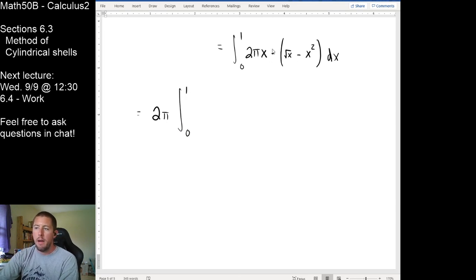I can see here I'm going to be helped by multiplying x through this quantity. Also, square roots are dumb in integrands. That's an x to the 1/2. So as I distribute this x across these guys, I'm going to get an x to the 3/2, right? That's x times square root of x is x to the 3/2 minus an x cubed dx. And let's go ahead and do the integration.